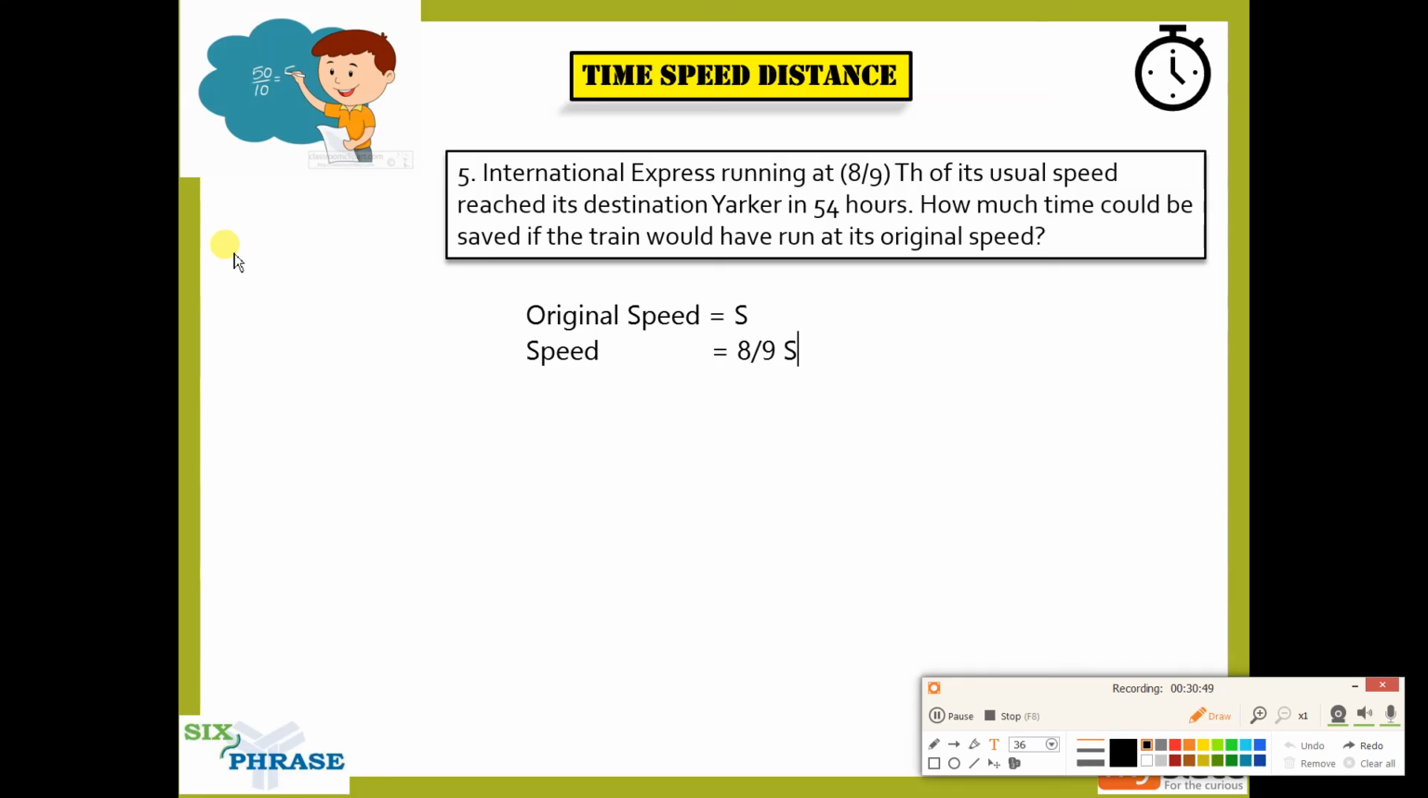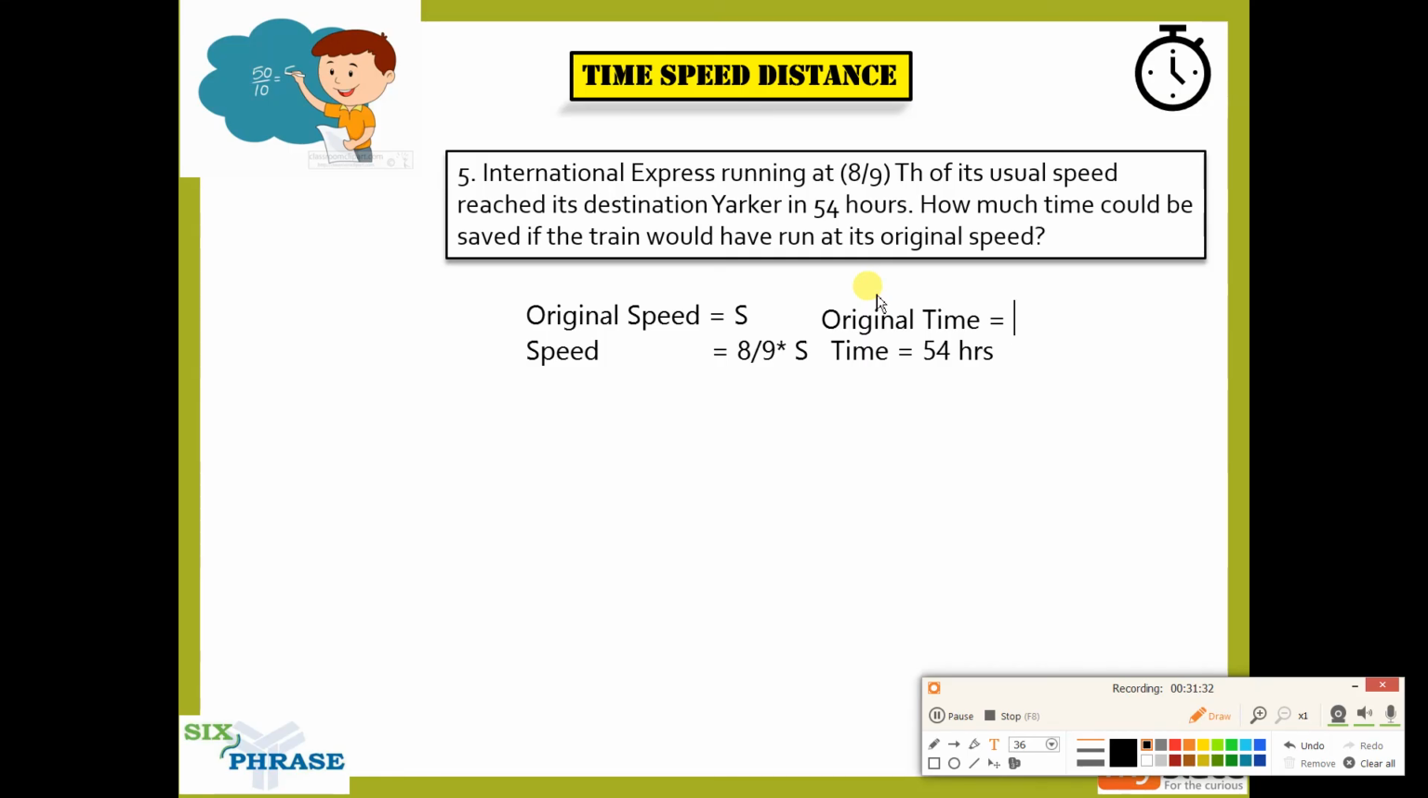If the speed is 8 by 9 of s, what happens to the time, guys? The time it takes to reach the destination over here is 54 hours. Now when it is the original speed, we don't know how much time could be saved. We will know the time saved only when we know the original time. So the original speed will give you the original time, which we won't know until we know the original speed. So we'll see how to do this.